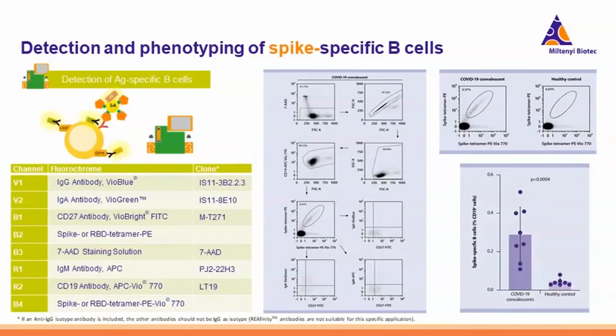So let's look now at the results for the detection and phenotyping of the spike-specific B cells. Here, for time reasons, I show you only the spike results, but we have done the same experiments with similar results for the RBD. So one important aspect to keep in mind is that the tetramers we have used, we prepared them in 2 different colors. So one in PE and one in PE-Vio 770, as you can see here.